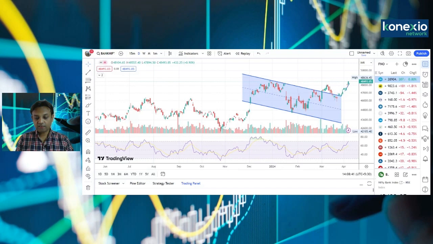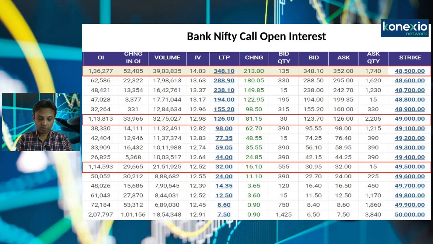So friends, now let us discuss the derivative data of Bank Nifty calls. In Bank Nifty calls, the action was seen in 48,500 calls, 49,000 calls, and 49,500 calls. Here you can see there has been a significant rise in the option premiums, which is positive. Implied volatility is slightly higher, but not in the danger zone.